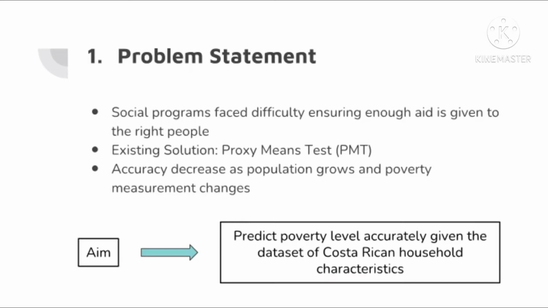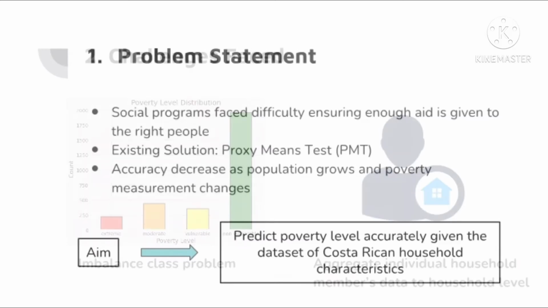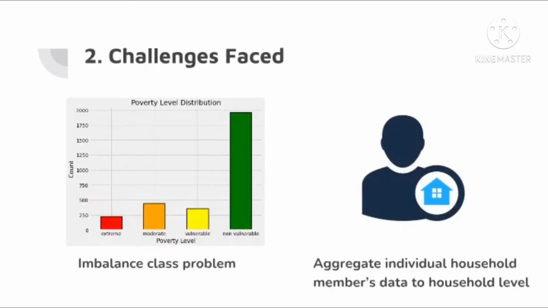Therefore, the aim of this project is to predict the poverty level accurately given the dataset of Costa Rican household characteristics. Next, the first challenge faced is imbalanced class problem. With fewer examples for extreme, moderately and vulnerable classes, the machine learning models can struggle to predict these minority classes. Another challenge is the need to aggregate individual household members' data to the household level, as the scoring of the competition is based only on the predictions for head of household.